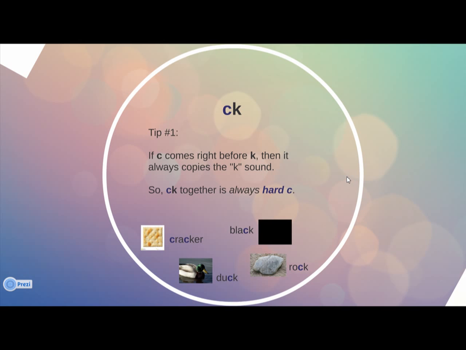One tip for you is that if you ever see C right before K, you know that it's a hard C, because K makes the K sound, and when C is right next to it like this, the C copies the same K sound, and so CK together will always have the hard C sound. Here are some examples of words with CK. Pause the video and practice reading them. So these words are cracker, black, duck, and rock, and those all have a hard C sound.